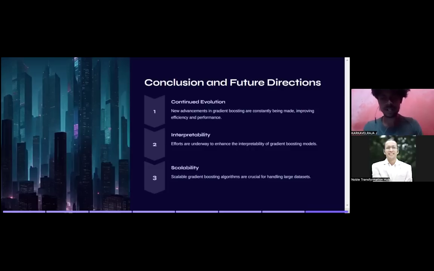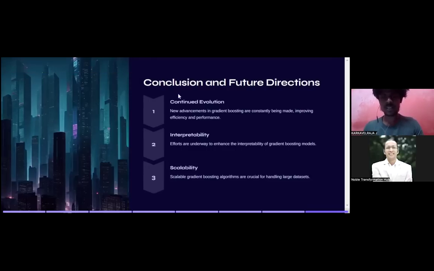Hope you guys are able to understand. It should be like new advancements, interpretability by using gradient boosting, and scalability, which is crucial for handling larger data sets. So these are the conclusion and future work. Yes, sir, over to you.